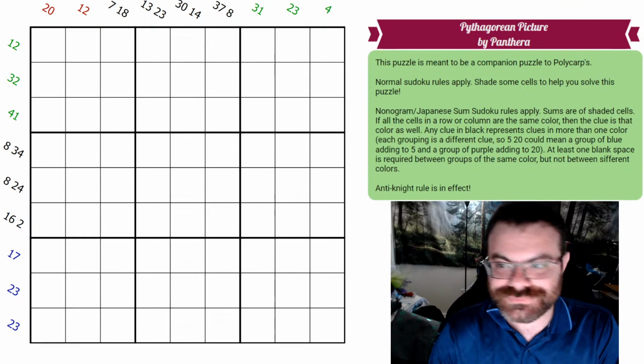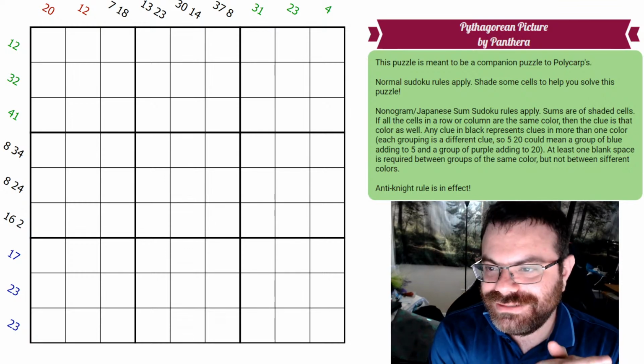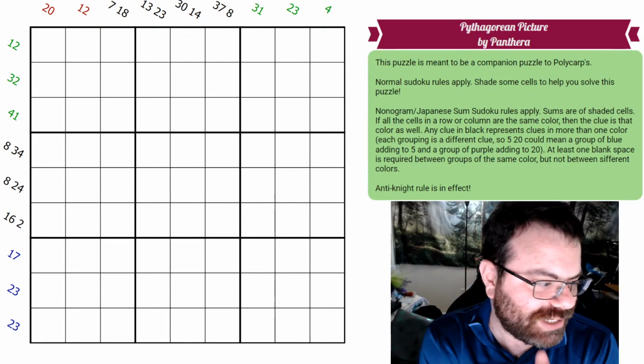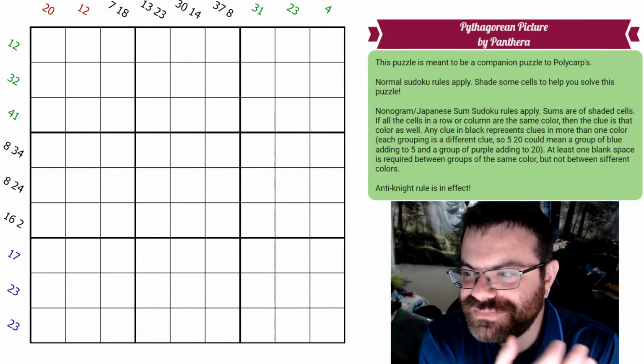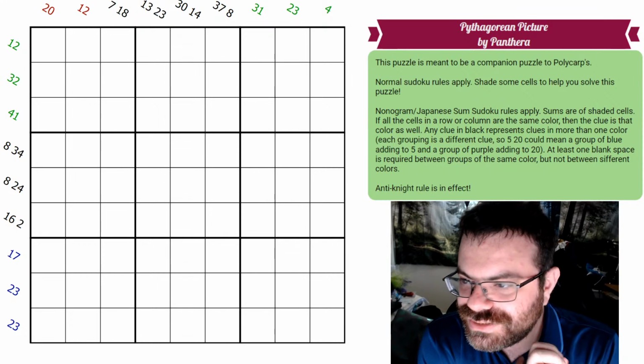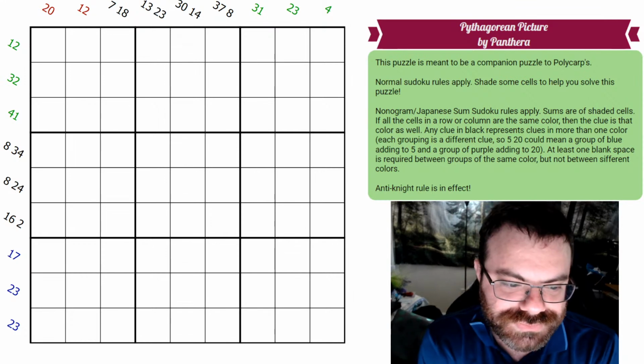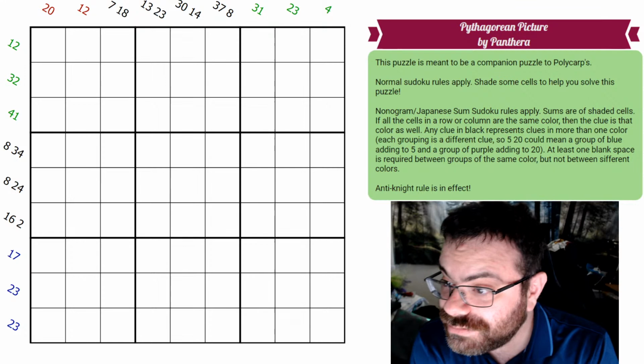Hey, Lucas. All right, let's get started. Again, I want to try to get through as many puzzles as I can. I've got a backlog. Normal Sudoku rules apply. Shade some cells to help you solve this puzzle. So we've got our normal Japanese sums. Looks like it's a 2-color.